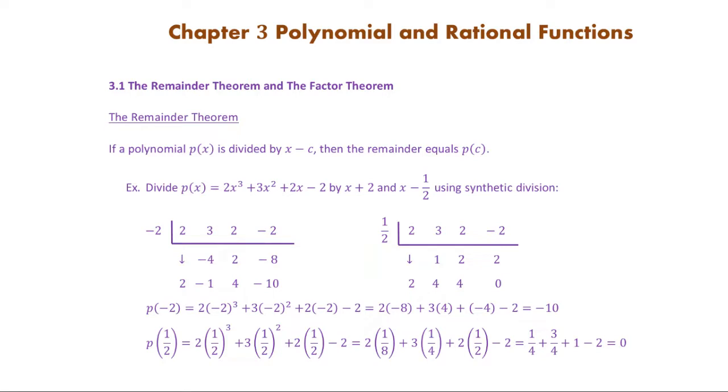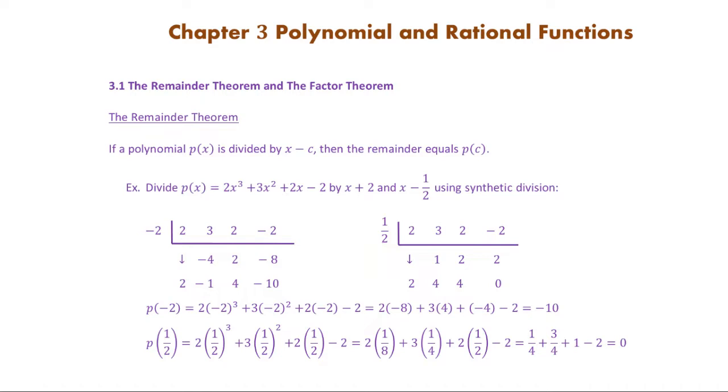So you get 2 times 1/2 cubed plus 3 times 1/2 squared plus 2 times 1/2 minus 2. 1/2 cubed, so you just multiply 1/2 by itself 3 times. So you're gonna get 1/8. 1/2 squared is 1/4. So then you just do this multiplication. So 2 times 1/8 is 1/4 if you simplify a little bit. 3 times 1/4 is 3/4. 2 times 1/2 is 1. So we get 1/4 plus 3/4, which is 1. And plus 1, so we get 2 minus 2 equal to 0.